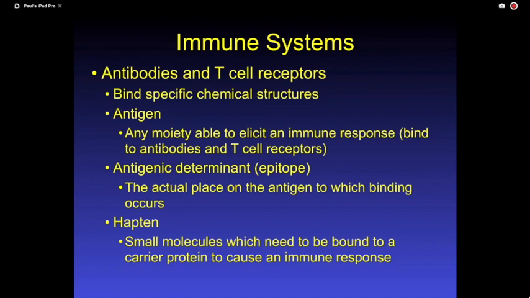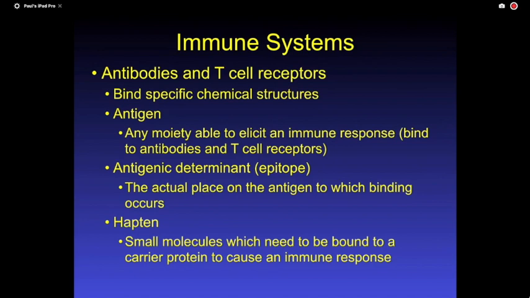We've covered this a little bit. The antigen is anything that gets bound or elicits an immune response. The antigen determinant is another name for epitope, the actual physical place on the antigen in which the binding occurs. And then there's something called a hapten. We actually talked about this a little bit, but not articulated it.